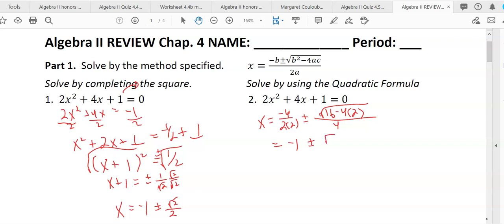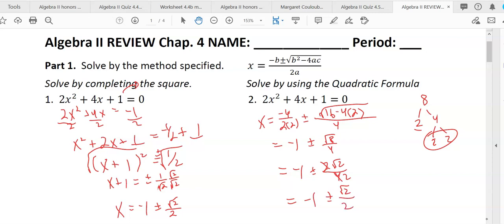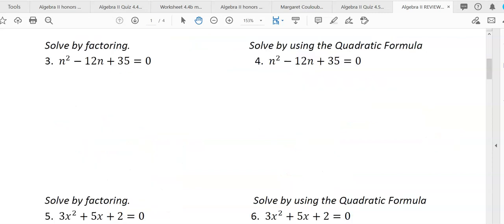This is square root of 8 over 4. Square root of 8 can simplify if you do prime factorization of 8: 2 and 4, 2 and 2. You get a pair of 2's with a 2 left over, so this is -1 plus or minus 2 root 2 all over 4, and that cancels. And so you get the same answer of x equals -1 plus or minus square root of 2 over 2. Good so far.